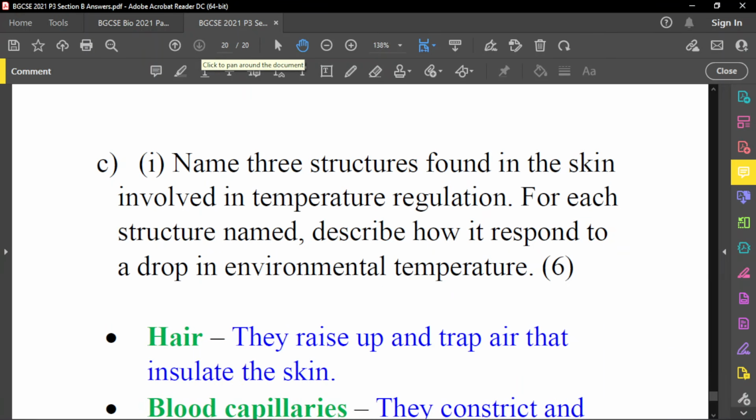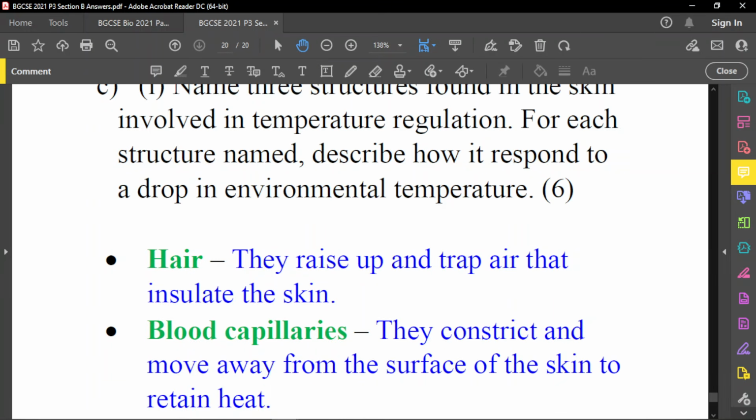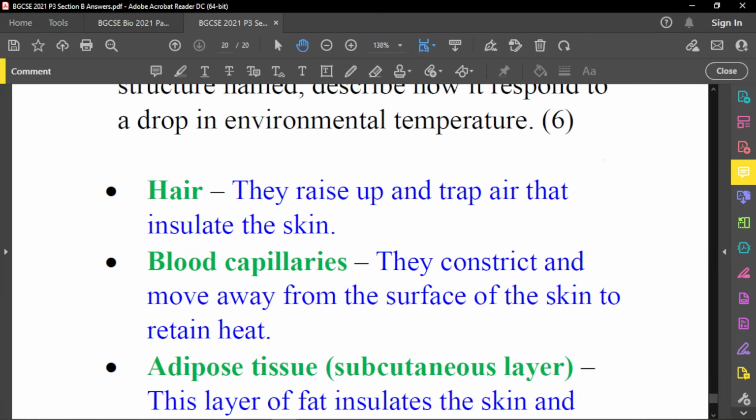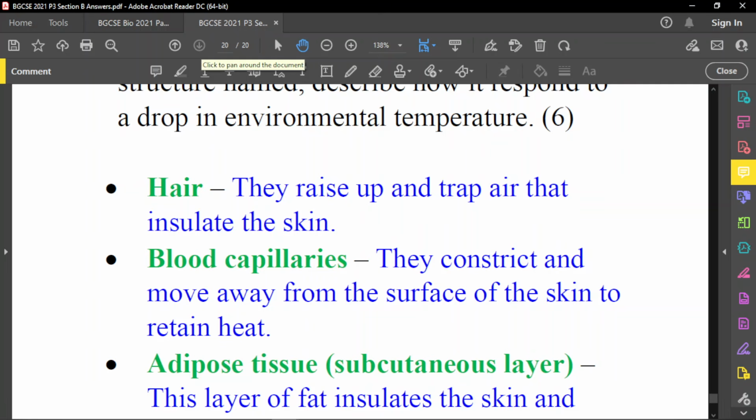Part C, it said name 3 structures found in the skin involved in temperature regulation. For each structure named, describe how it responds to a drop in the environmental temperature. So for each of these structures that we named, we're going to describe how it responds to a drop in the environmental temperature. So we're looking at when the temperature gets cold, right?